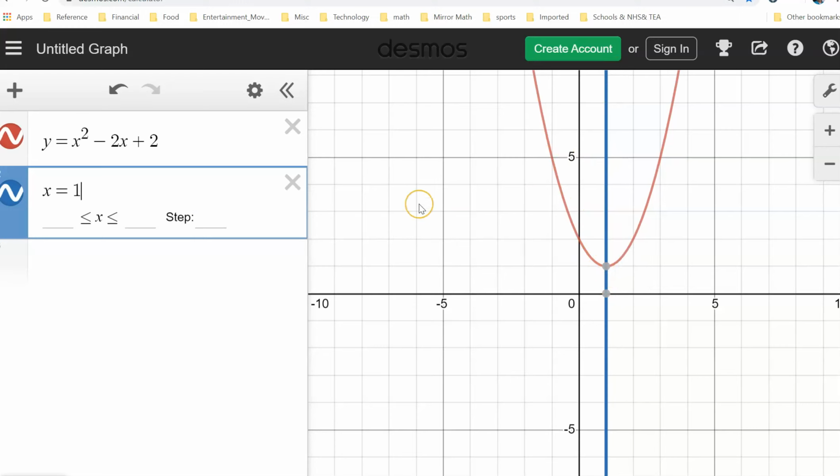If I wanted to find the vertex, I could take that value of 1 and substitute it in for x and see that 1 comes out for y. And the vertex here would be a minimum value because the graph is opening up. Let's see how we could do it by hand.